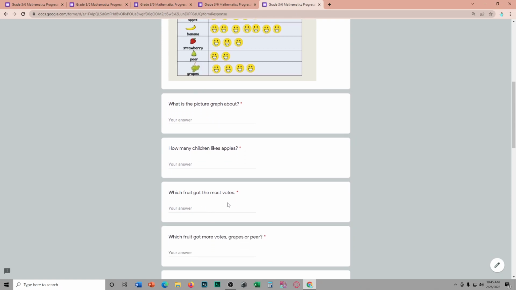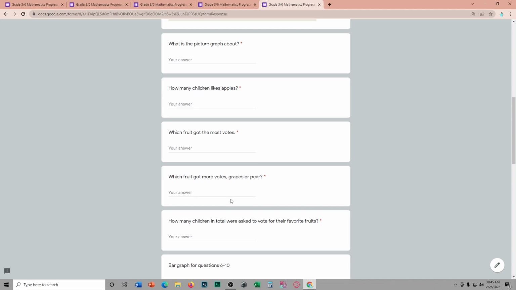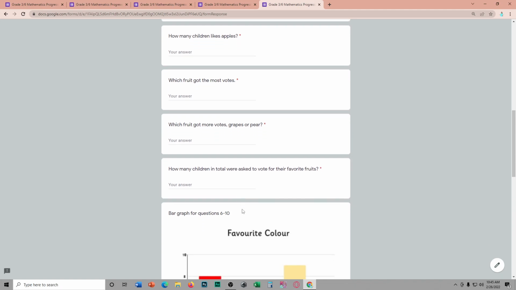Which fruit got the most votes? Which fruit got more votes, grapes or pear? How many children in total were asked to vote for their favorite fruits?